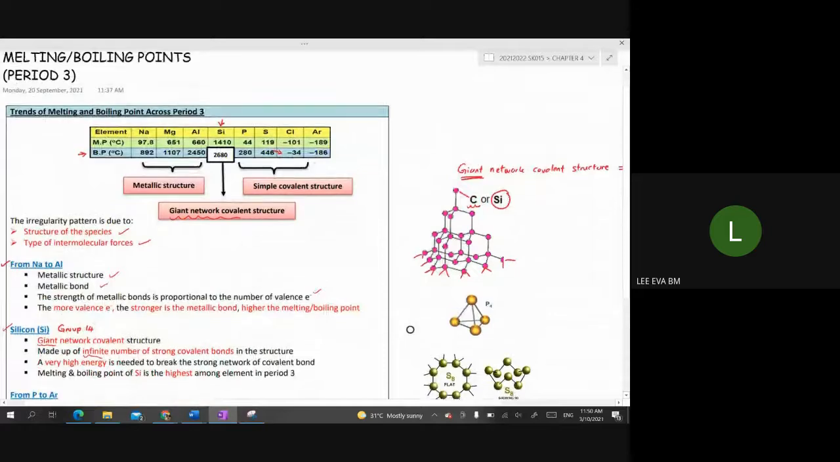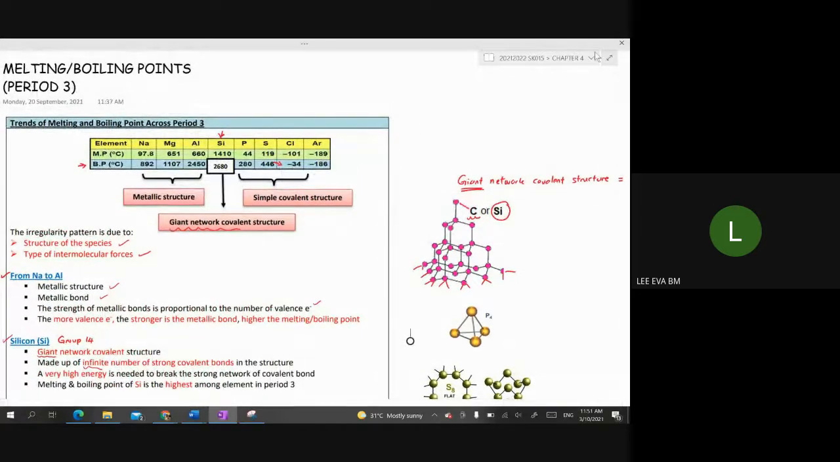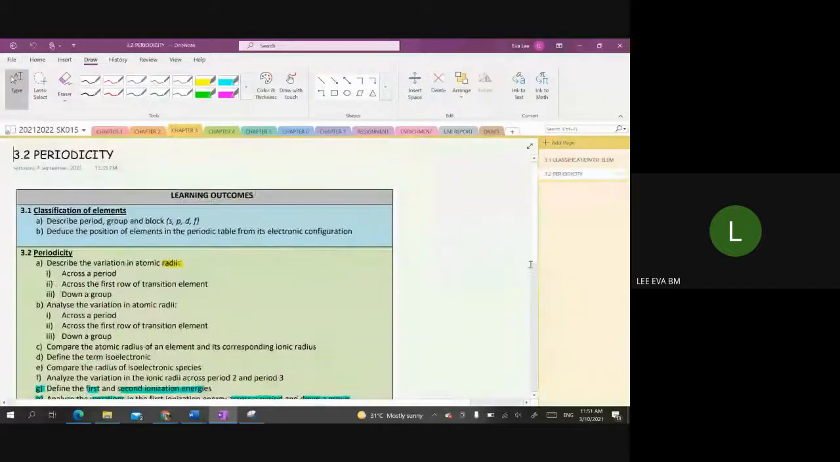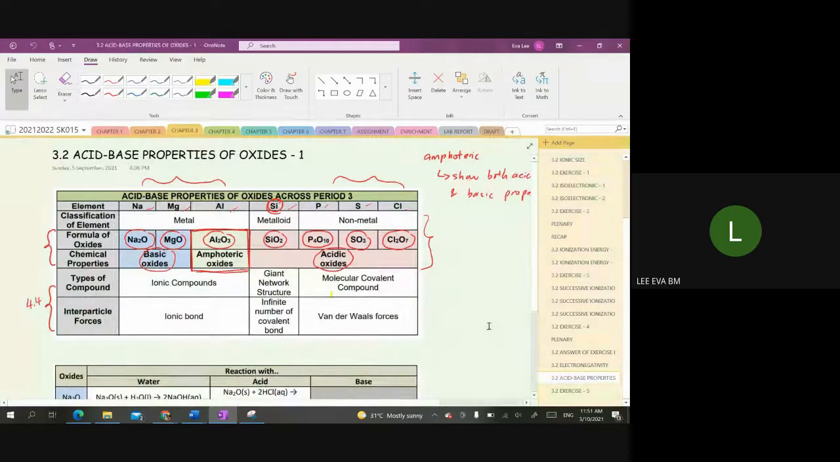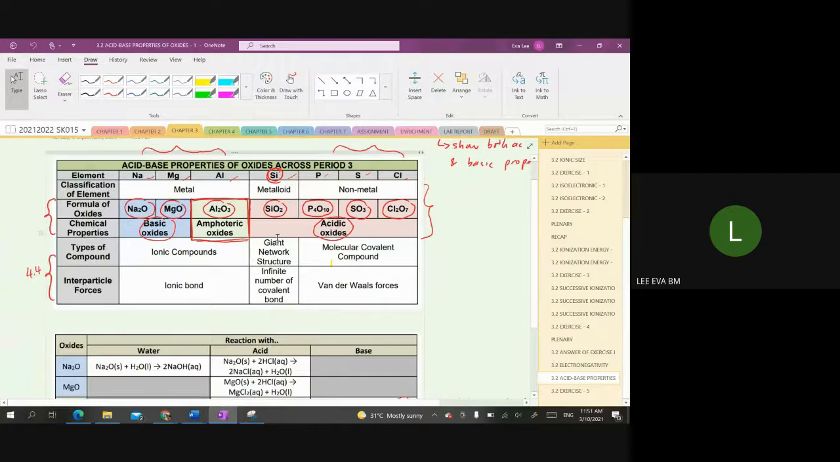That one is in your chapter 3, so you can look back at your chapter 3. For the acid-base property across period 3, silicon is a metalloid, but the oxide of it is an acidic oxide. Madam included this last time, but it isn't in your chapter 3. Madam has already mentioned 4.4, where we look through the elements in period 3.